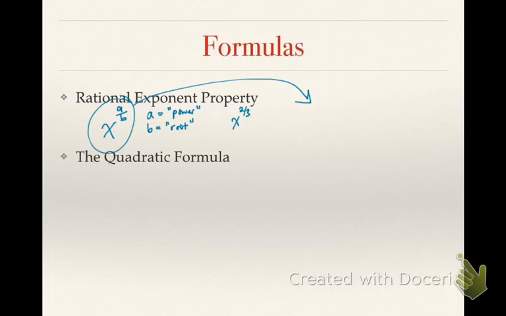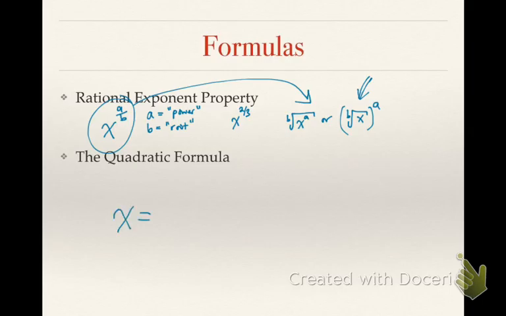That x to the a over b can be rewritten as the bth root of x to the a-th power, or the bth root of x all raised to the a. Now when you're evaluating expressions with fractional exponents, I think the second one makes a little bit more sense to use because you're making things smaller. You're taking the root first, making it smaller, then you're raising it to a power, instead of making it bigger and then taking the root of a larger number. It's easier, in my opinion, to work with smaller things first.